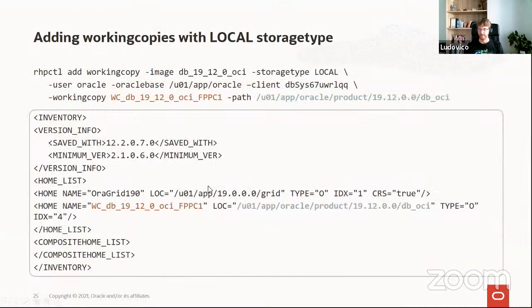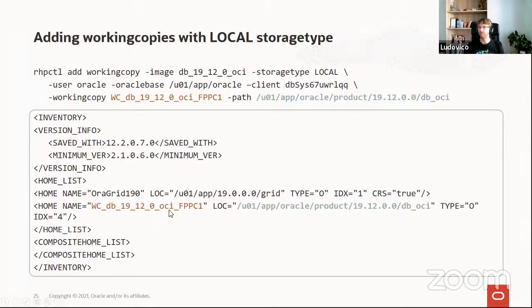And this is what you get. At the end, this is the command that I can run, for example, to add the working copy. I specify the image name, storage type local, I can specify the user, whatever I want. The working copy name must be unique in your environment, and the path. So in this case, local, I can specify the path, and I can see in the central inventory that the Oracle Home is registered with the same name as the working copy name that I've specified.